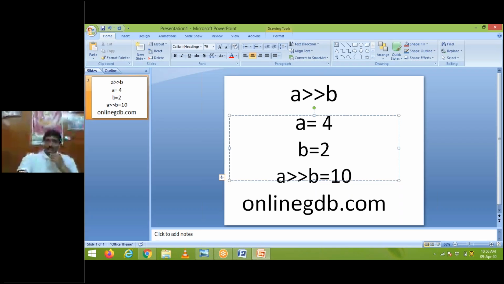Now the value of 4 is 0 1 0 0. You need not add any zeros here. Right shift means you have to cross 2 digits, because I'm giving b value 2, and you have to add those values in front. That means 0 0 0 1. What is the value of 0 0 0 1? That is 1.